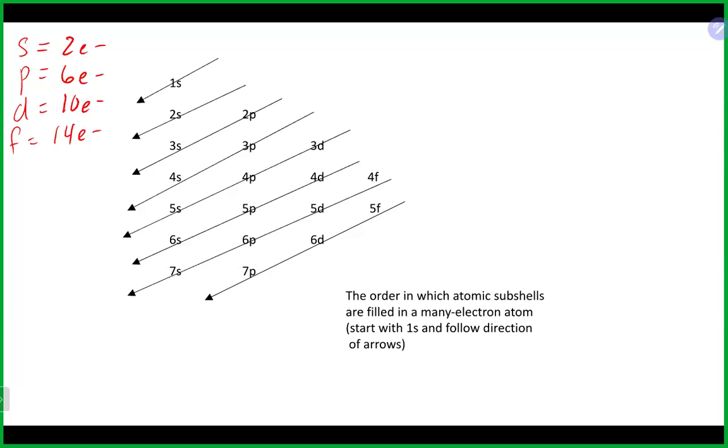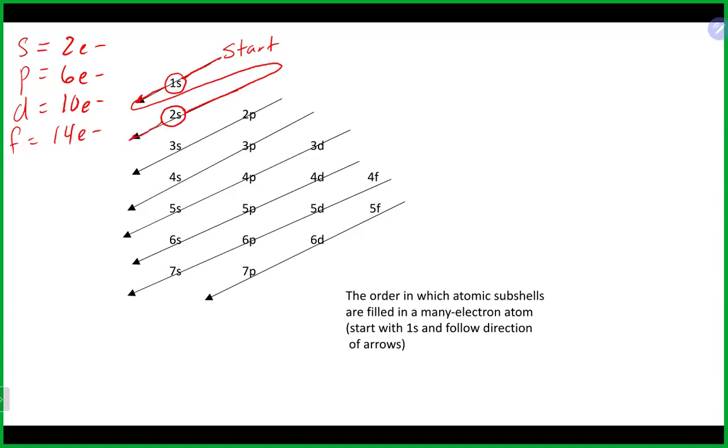So let's talk about how this chart works. This chart works up here at the top. This is where you start. And you basically follow, yes, you follow here and you would hit the 1s orbital. You would come to the end of the arrow. And then what you do is, if you need more, because you can only put 2 in that, right, you would come back and swing back around. And then you would come to your 2s orbital.